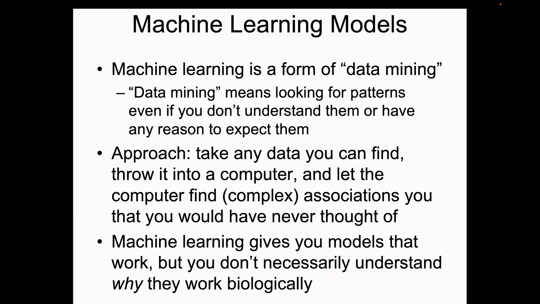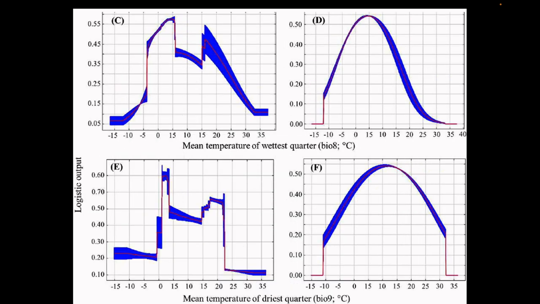So I imagine you'd be hard-pressed, even though this model does a good job of predicting species presence or absence and its continuous form, habitat suitability across the landscape, to tell me why habitat suitability is varying as a function of temperature in this way for whatever species this is.